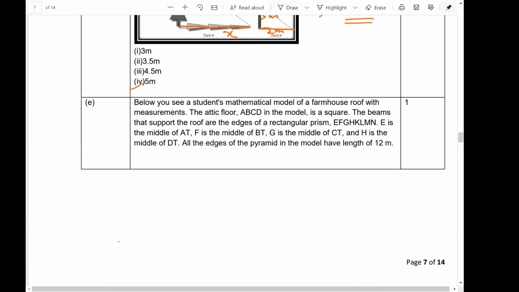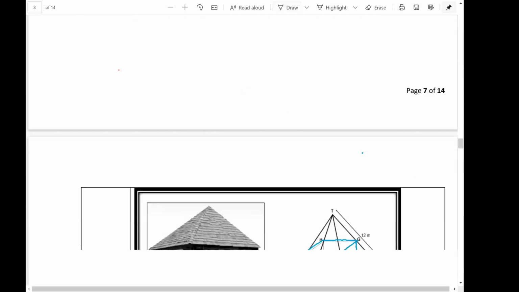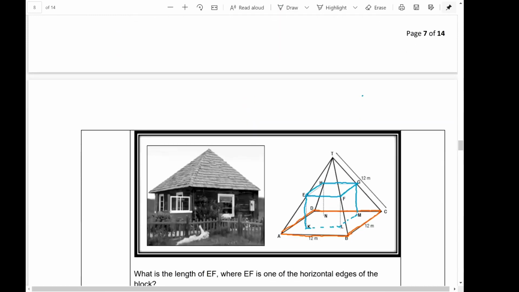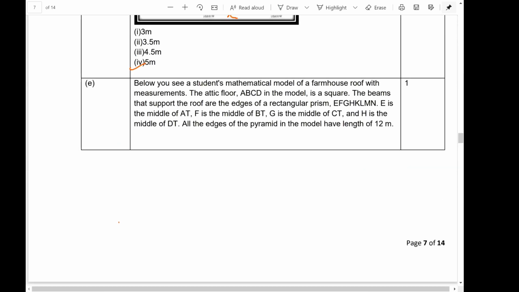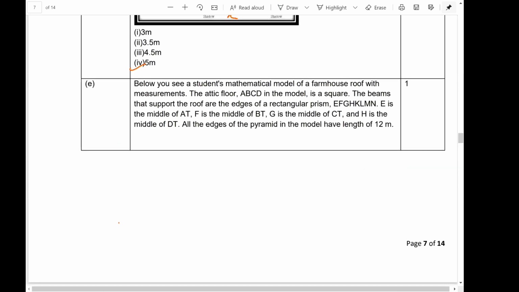E is the middle of AT. That is very important. AT is 12. CT is 12. All sides are 12, because at the end it is given: all the edges of the pyramid in the model have length 12 meters.